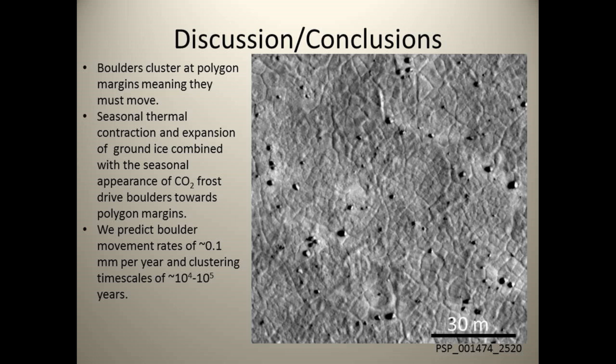So to conclude, I'd like to again state that boulders cluster, and they do so at polygon margins, meaning they have to move. These boulders have to be moving, and they do so due to the seasonal thermal contraction and expansion of the ground ice, combined, I would say, with the seasonal appearance of the carbon dioxide frost. This drives the boulders towards those polygon margins. We predict boulder movement rates of approximately 1/10 of a millimeter per year and clustering timescales of 10 to the 4th to 10 to the 5th years.